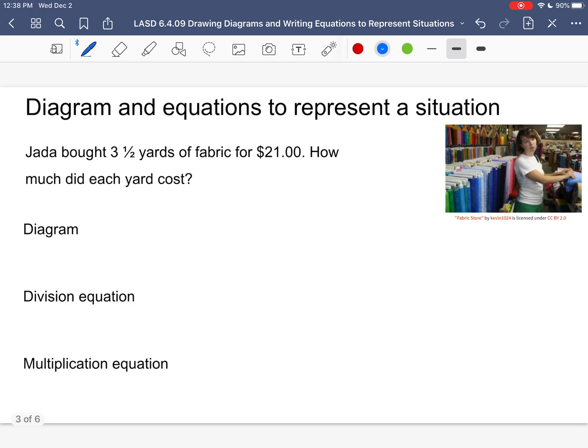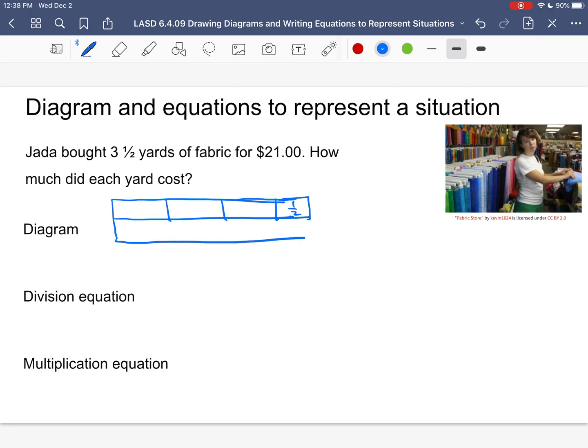So here we have Jada, who bought 3.5 yards of fabric for $21. And the question we're being asked is, how much did each yard cost? What was the cost per yard? Let's draw a diagram to represent the situation. So we have 1 yard, 2 yards, 3 yards, and a half a yard. So this is a half. The others are full yards. And the total price is $21.